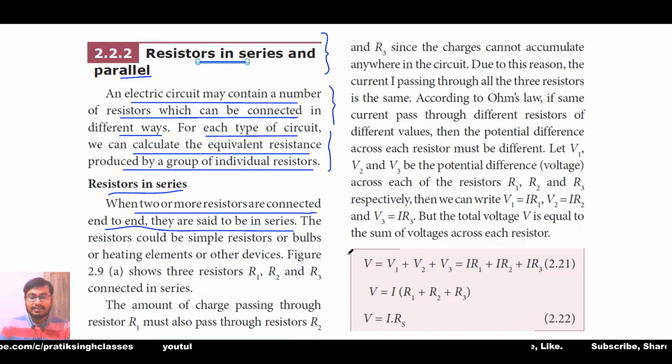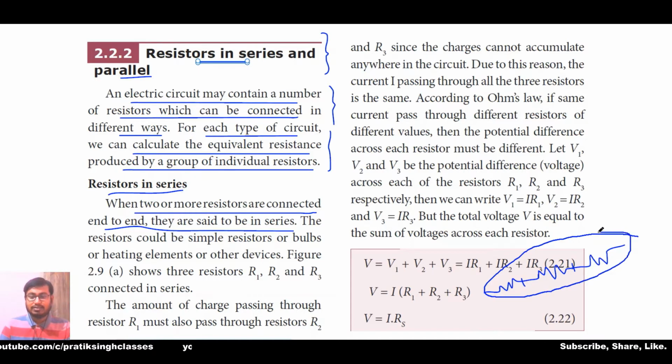It is just like that. Here you have a resistor. Again you have another resistor connected. Again you have another resistor connected. So this is called end to end connection, and this type of connection is called series connection.